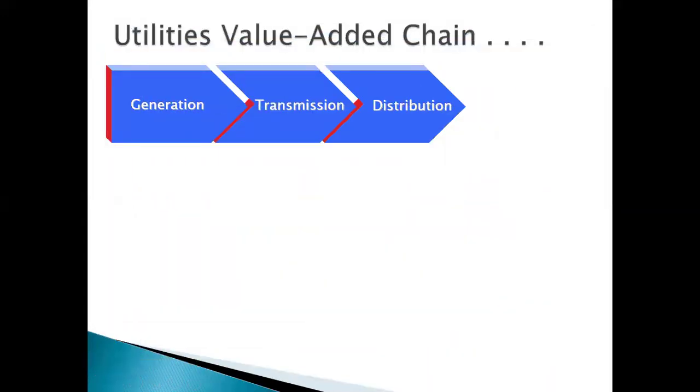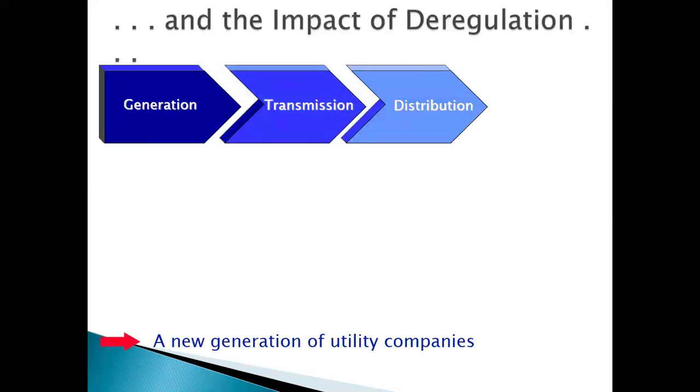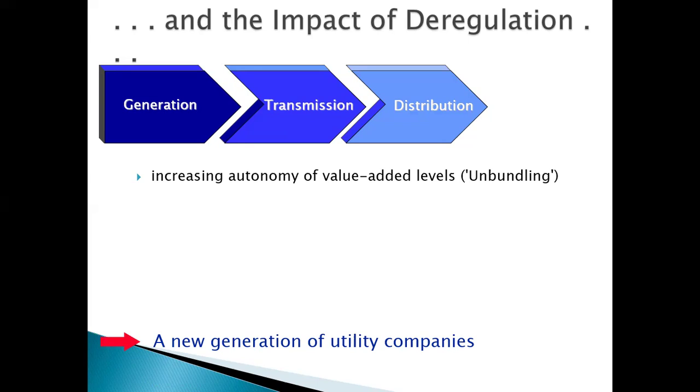So now the network is like, somebody will generate, somebody will transmit, somebody will distribute, and finally they will create the whole organization. Now, if the whole network is controlled by a government or one organization, we call that a regulated market. If it is divided and distributed among different companies and not controlled by the government, we call that a deregulated market.